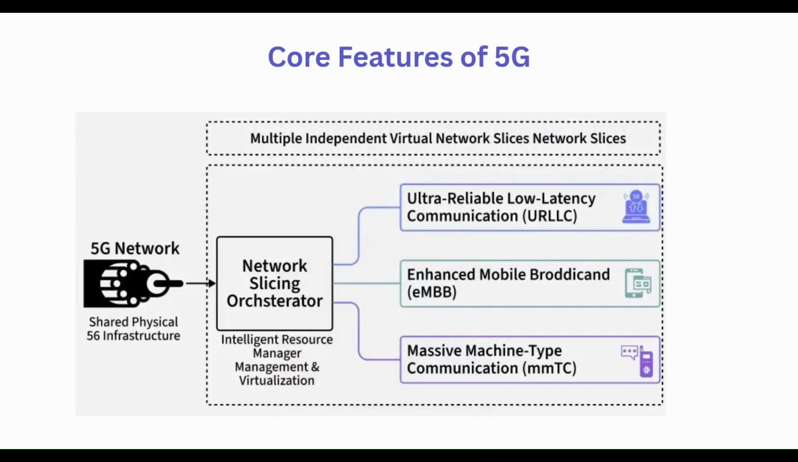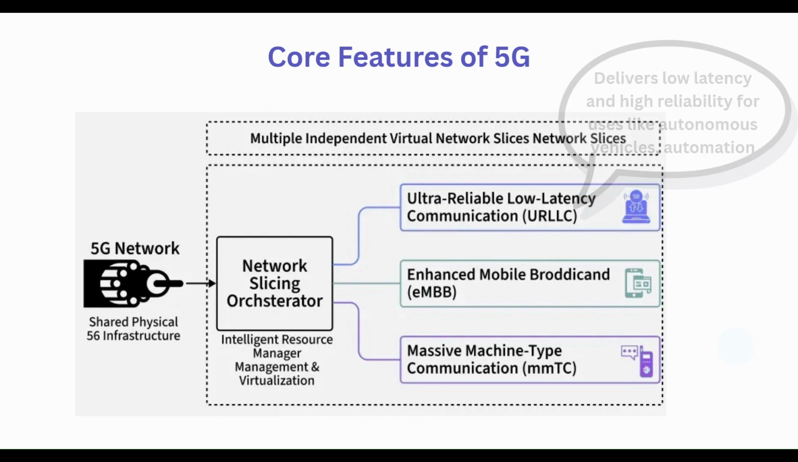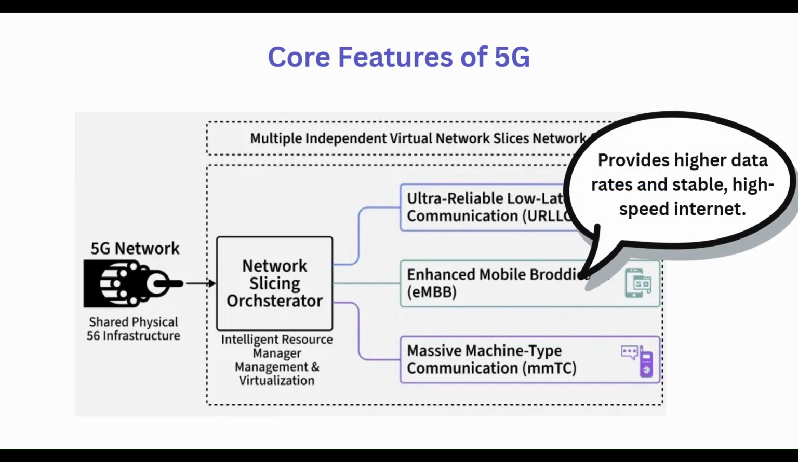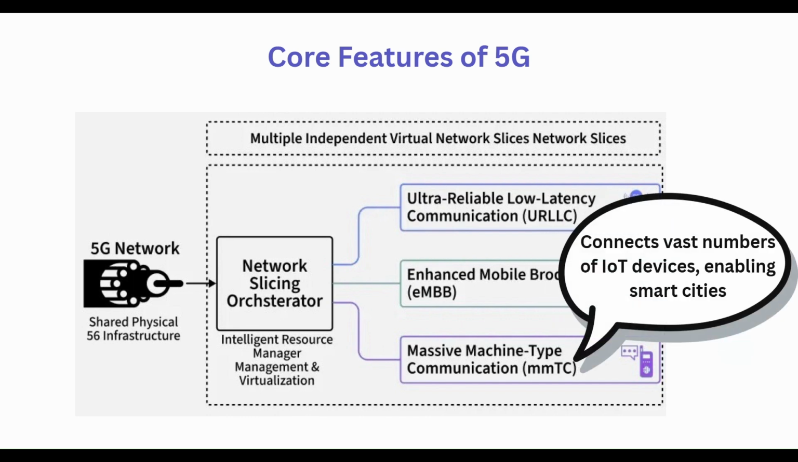So the core features of 5G. Firstly, we have ultra-reliable, low-latency communication. This delivers low latency and high reliability for uses like autonomous vehicles or other automation. Then the eMBB, which provides higher data rates and stable internet speeds. Then the massive machine type communication, which connects vast numbers of IoT devices, enabling smart cities.